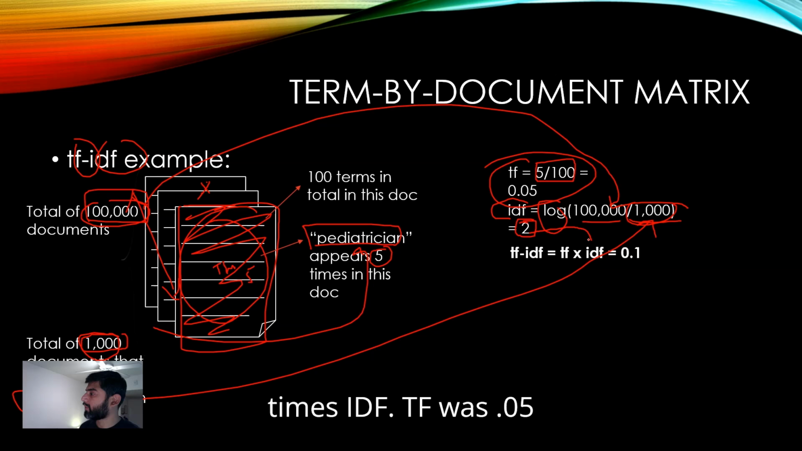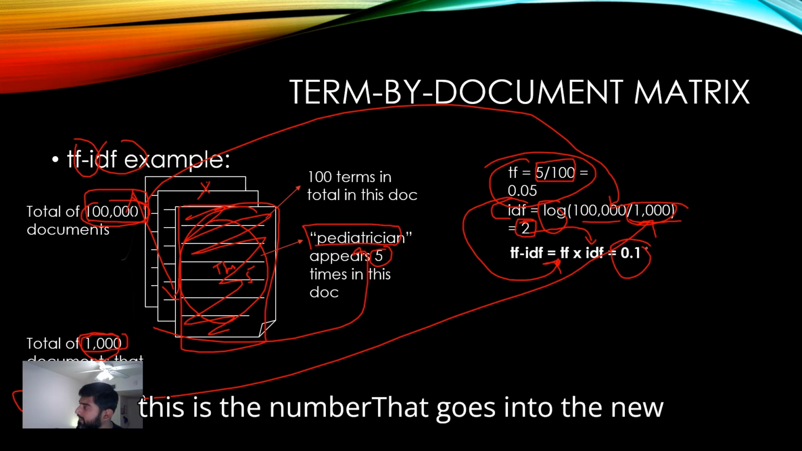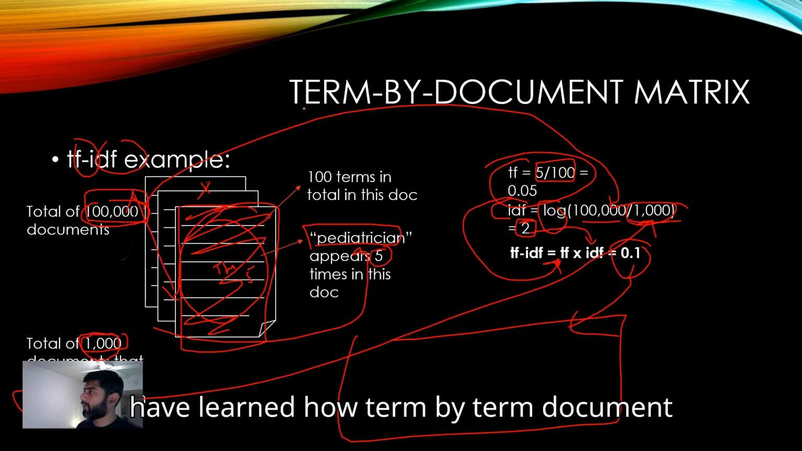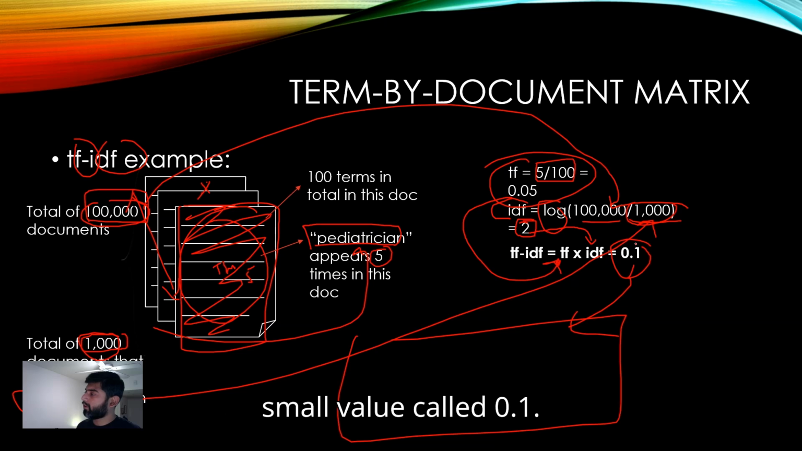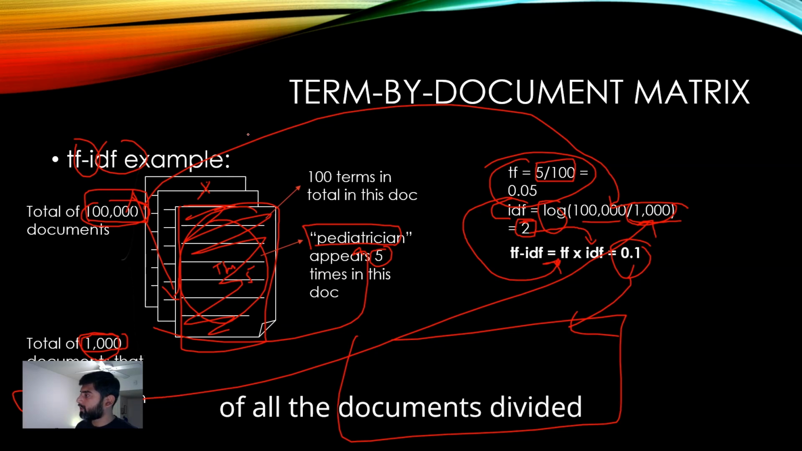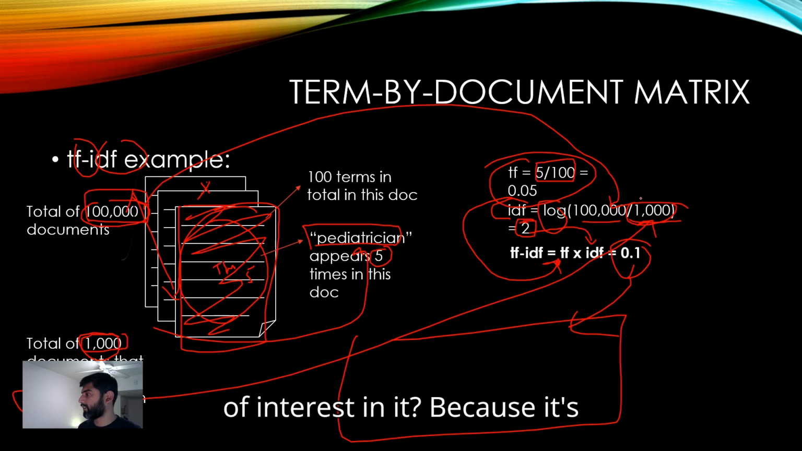I multiply TF times IDF. TF was 0.05, and I multiply it by 2, I get 0.1. So this is the number that goes into the new metrics, TF times IDF. We have learned how the term by term document metrics really gets transformed into this small value called 0.1. Why are we interested in doing this log of all the documents divided by all the documents that have the word of interest in it?